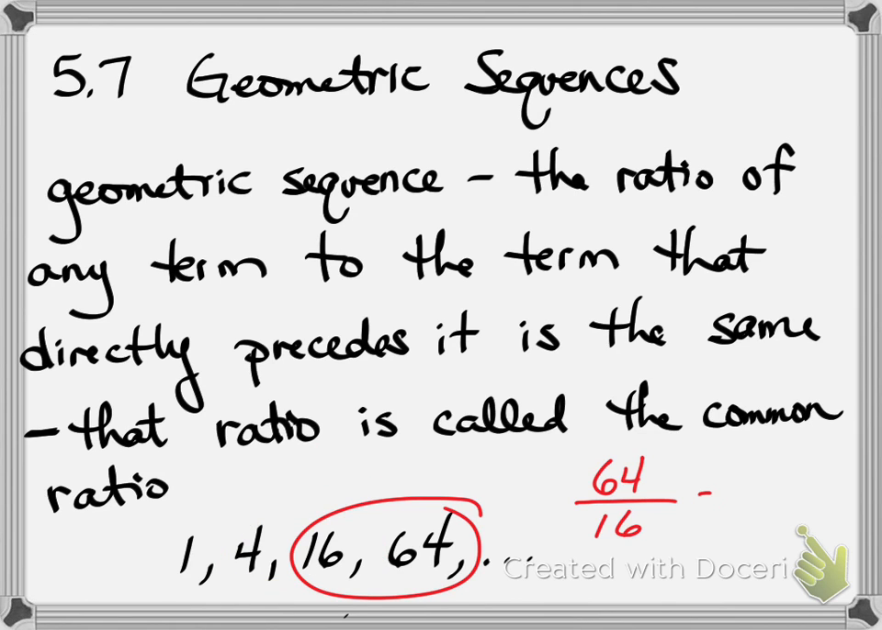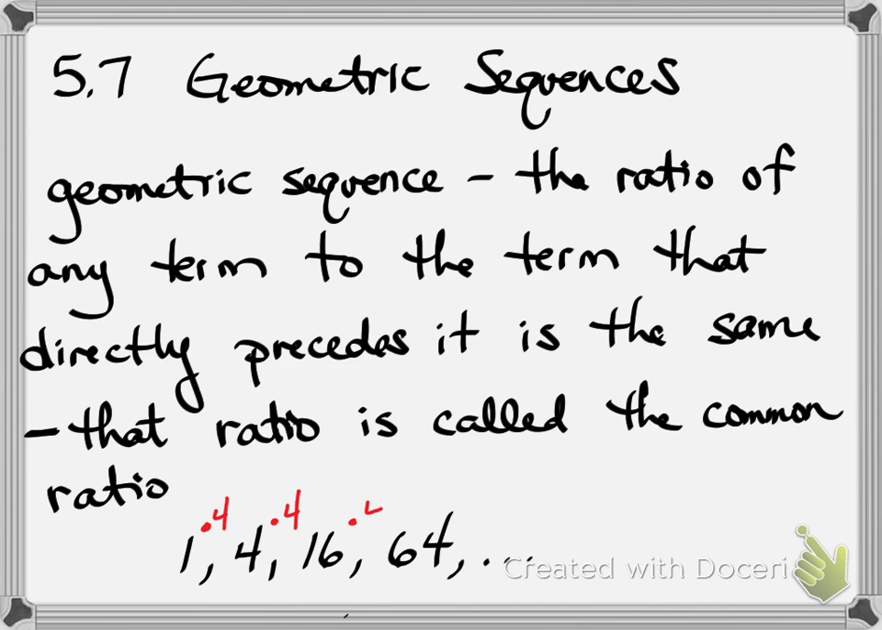And you can do the division thing like that, or you can look to see what do we multiply by each time. So each of these is multiplied by 4. So we could get the next one by multiplying by 4. So that's how a geometric sequence works. It's multiplying to get the next term.